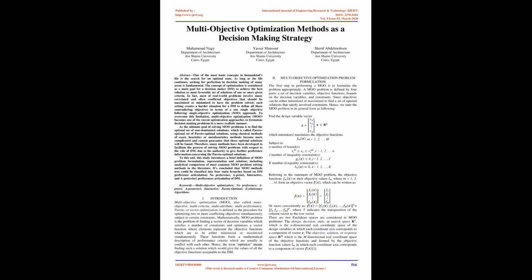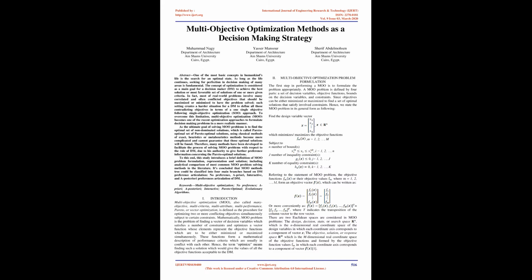It is concluded that the MO methods tree could be classified into four main branches based on DM preference articulation: no preference, a priori, interactive, and a posteriori preferences articulation of the DM. Keywords: multi-objective optimization, no preference, a priori, a posteriori, interactive, Pareto optimal, evolutionary algorithms.